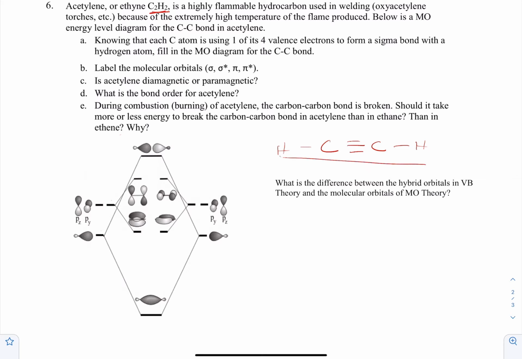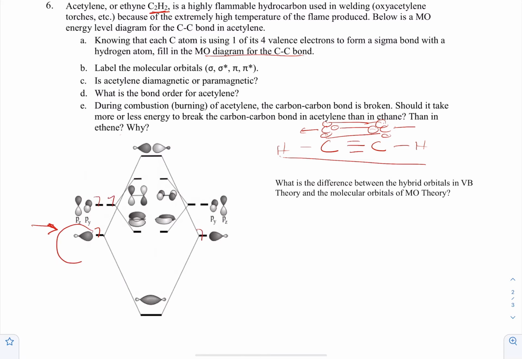So A says, knowing that each carbon atom is using one of its 4 valence electrons to form a sigma bond with a hydrogen atom, fill in the MO diagram for the C-to-C bond. What it's saying here is that carbon typically has 4 valence electrons, and 3 of these are being used for the other carbon to make the triple bond, but 1 of them is being used for hydrogen. So what they're asking us to do is only fill in this MO diagram for just the C-to-C bond. That means there is 1 electron in each of these orbitals.